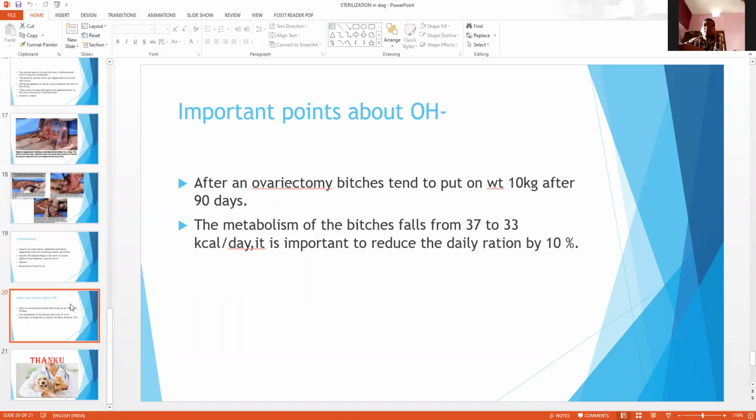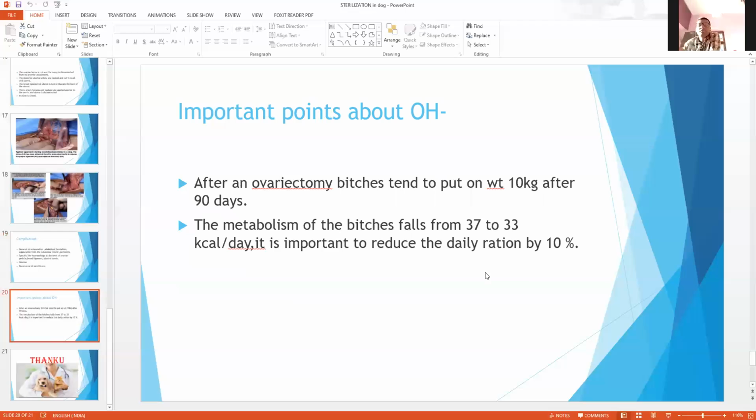Then, this important point about ovariectomy: after an ovariectomy, bitches tend to put on weight, 10 kg after 90 days. Weight regain is there, so 90 days. And the metabolism of bitches falls from 37 to 33 kilocalories per day. It is important to reduce the daily ration by 10%.